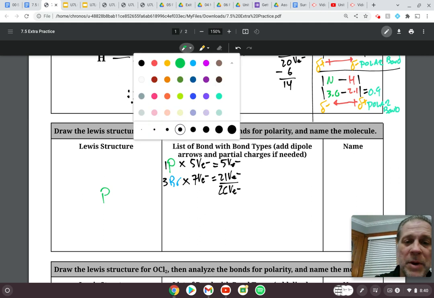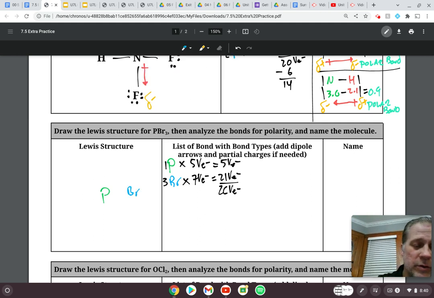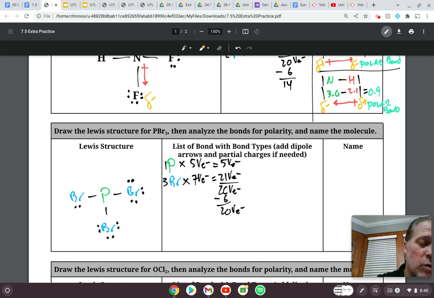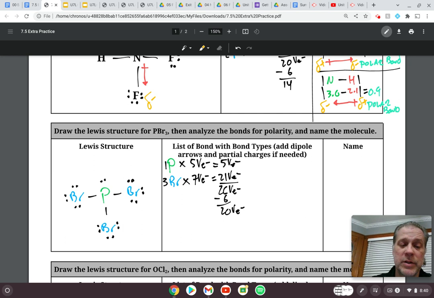I'm going to bond bromines to the central atom with a single bond, 2, 4, 6. So that leaves me with 20 valence electrons. So now I'm going to go around and I'm just going to add electrons as pairs until I've used all 20 of them. So 2, 4, 6, 8, 10, 12, 14, 16, 18, 20. And in this instance, I've used all of them.